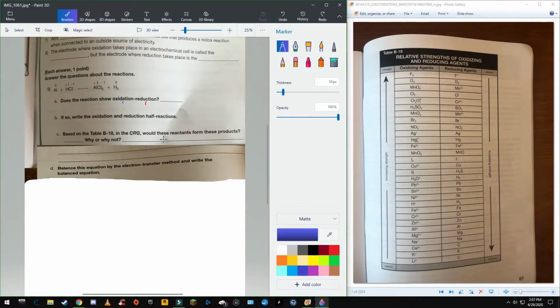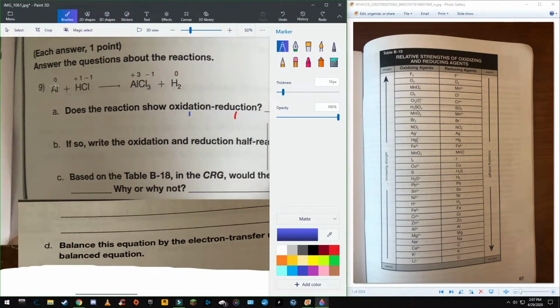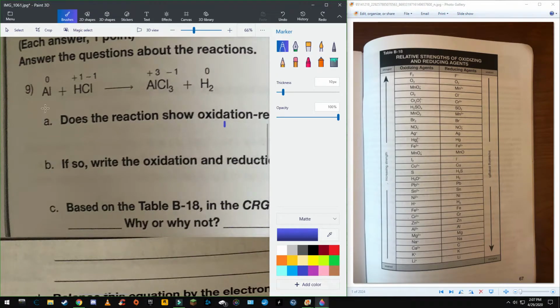Let's start with oxidation. Here we see aluminum has a 0 charge. Let me zoom in a little more. Aluminum has a 0 charge, so it goes from a 0 charge to a +3 charge. Now, how does it do that? It loses 3 electrons.